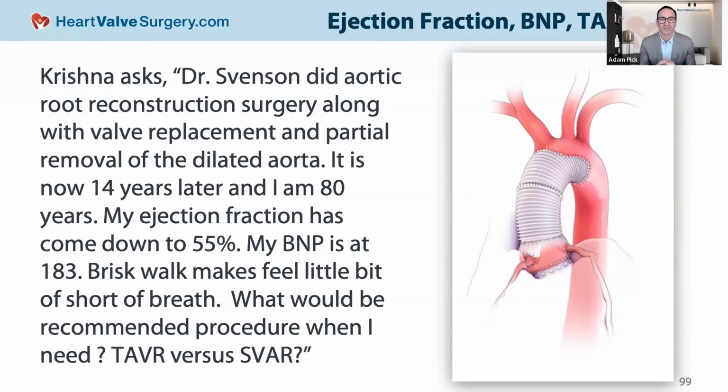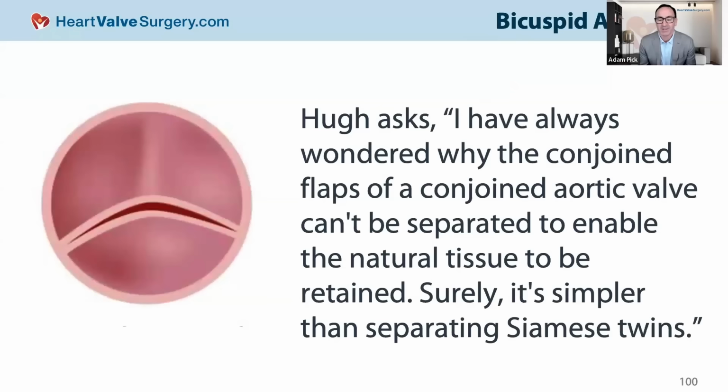Great. Thanks so much. And for the folks on the line, feel free to go ahead and use the control panel to ask your questions, because we've got some great time here to answer them live. We have another question that came in from Hugh, all about bicuspid aortic valves. And he says, I've always wondered why the conjoined flaps of a conjoined aortic valve just can't be separated to enable the natural tissue to be retained. Surely it's simpler than separating Siamese twins.